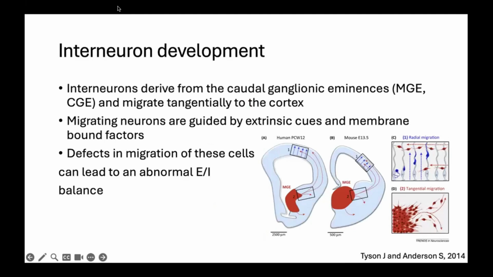So we got a little bit of a development lesson from Dr. Umemori looking at the excitatory neurons, but I'm going to talk a little bit more about these inhibitory neurons. Inhibitory neurons are also known as interneurons, and they do this kind of wacky thing in development. So the interneurons are derived from these ganglionic eminences.